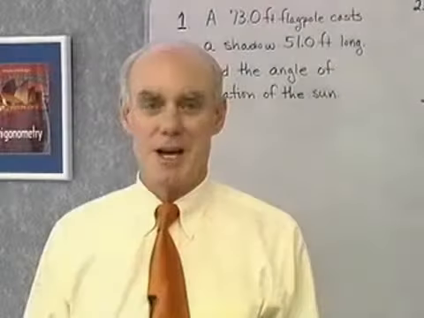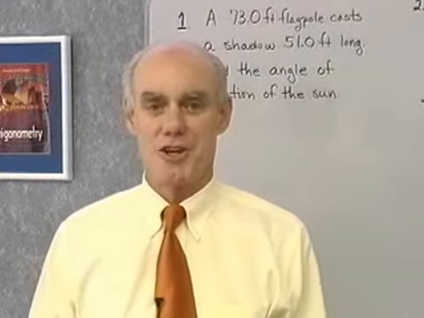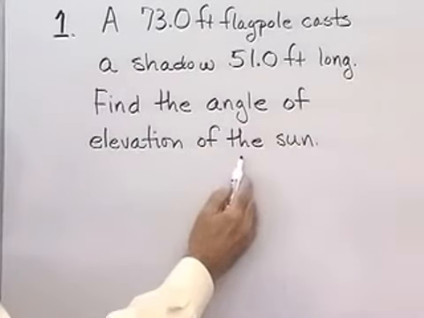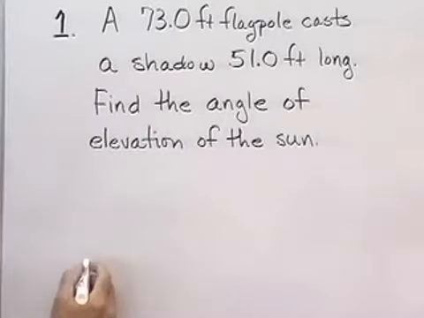Next, we want to look at some application problems that depend on solving right triangles. A 73-foot flagpole casts a shadow 51 feet long. Find the angle of elevation of the sun. So I'm going to draw a little picture of this.